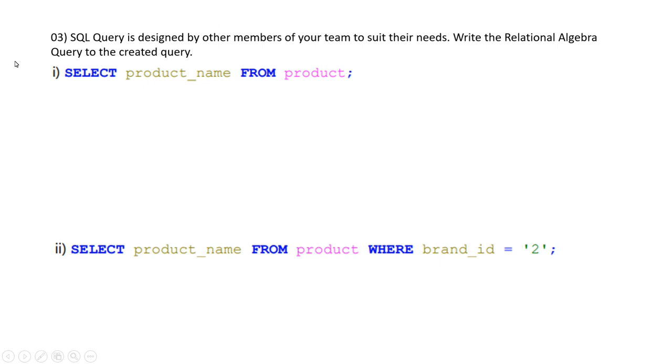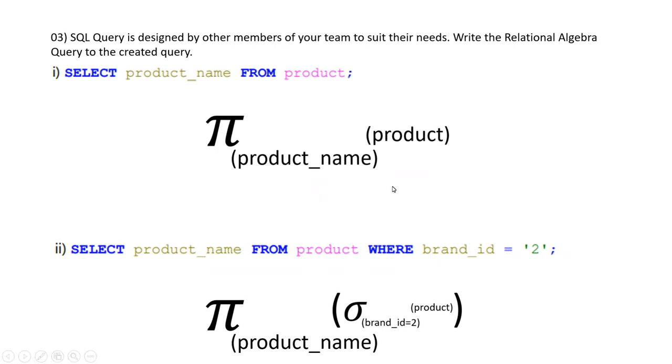Then finally, we have to write relational algebra queries for these SQL queries. This is the relational algebra query for the first one. Then this is the relational algebra query for the second one. We are using phi symbol in this relational algebra query, which means projection. We are using sigma symbol in this relational algebra query, which means selection.